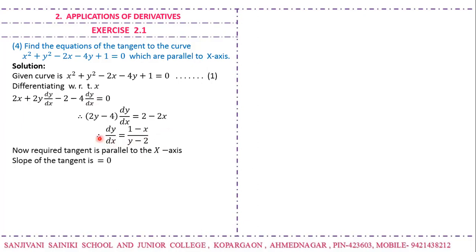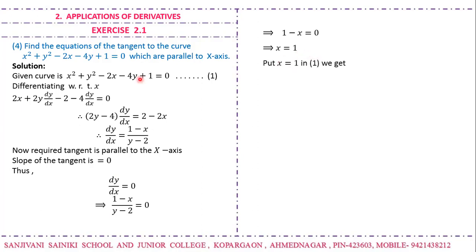Now it is given that the tangent is parallel to x-axis. Any line which is parallel to x-axis has slope 0. So the slope of the tangent must be equal to 0, so the derivative must be equal to 0. So you get x is equal to 1. We will put it in equation number 1, and we get a quadratic equation in y. After simplifying, we get two roots, y is equal to 0 or y is equal to 4.